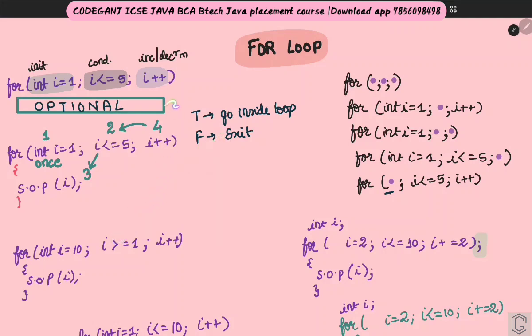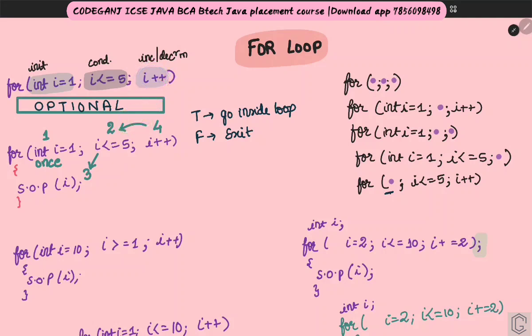Once your initialization is done, then the condition is checked. This is your condition. If this condition is true, it will go inside the loop, and whatever job it has to do inside the loop, it will do all the job, and then come here and increment or decrement the value as per the loop.